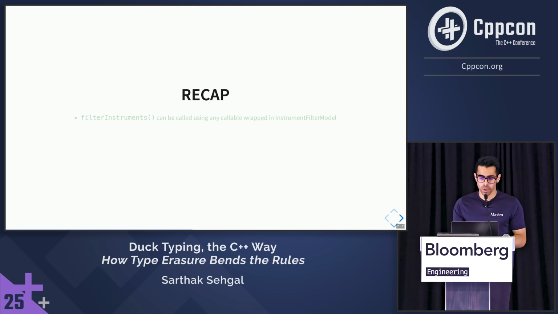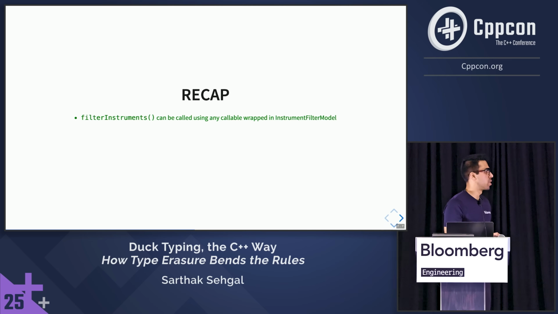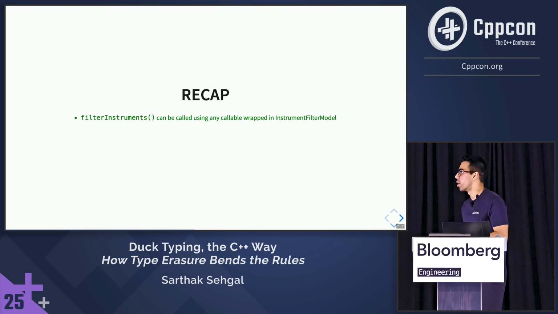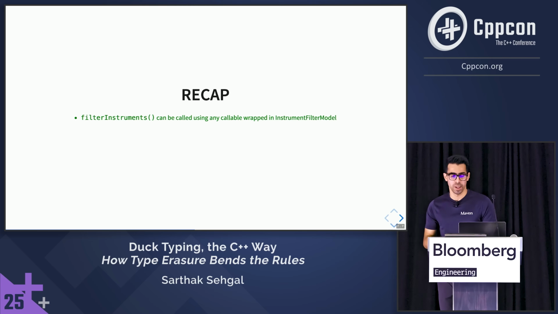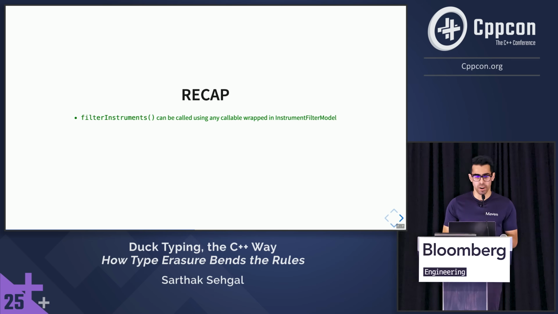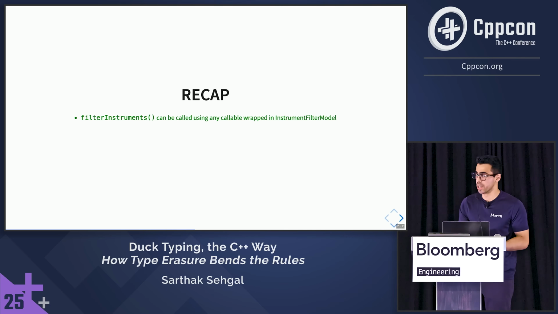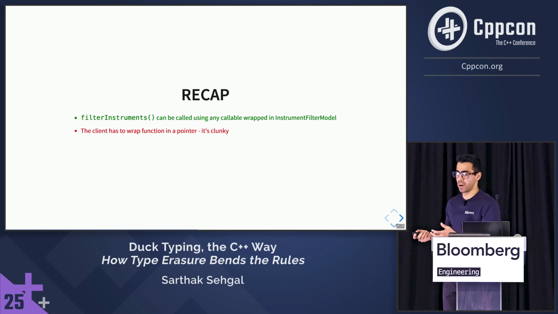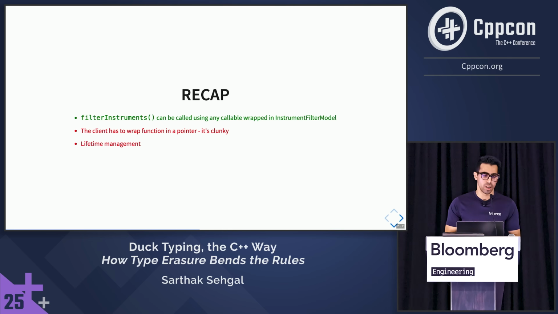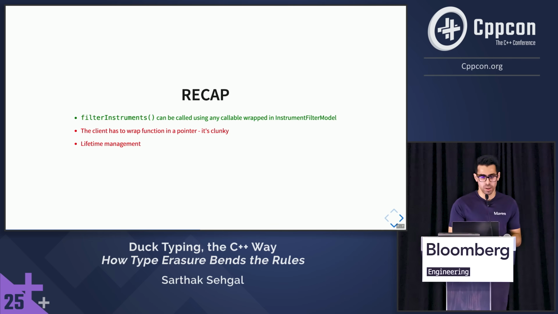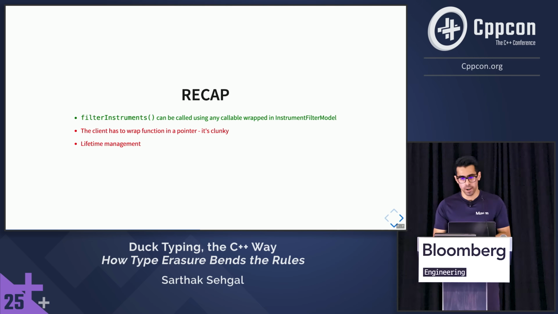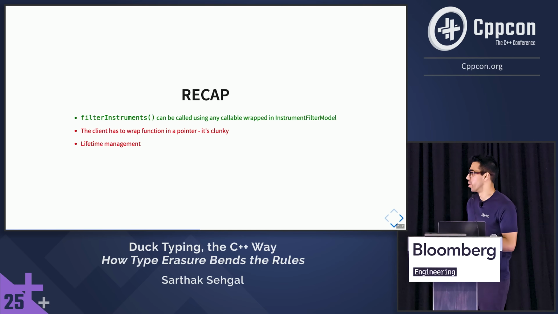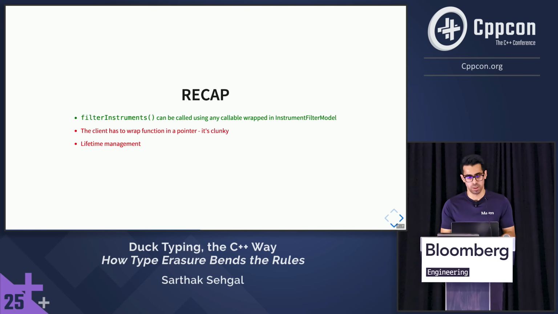So let's recap. We now have a mechanism such that filter instruments can be called using any callable wrapped inside the instrument filter model. But there are some downsides. In particular, the client has to create a new object and pass in the pointer. It's a bit clunky. The client is still responsible for lifetime management since we're dealing with pointers. So let's try to address these. It's just some syntactic sugar to address these downsides.